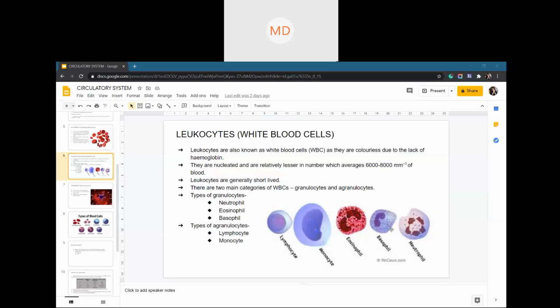Mainly they are divided into granulocytes and agranulocytes. Under granulocytes, it is neutrophil, basophil, and eosinophil. All these have granules in the cytoplasm, but the agranulocytes do not have any granules, and they are divided into monocyte and lymphocytes. So this is about white blood cells. They are found a little bit less than the red blood cells. Red blood cells are the most abundant.